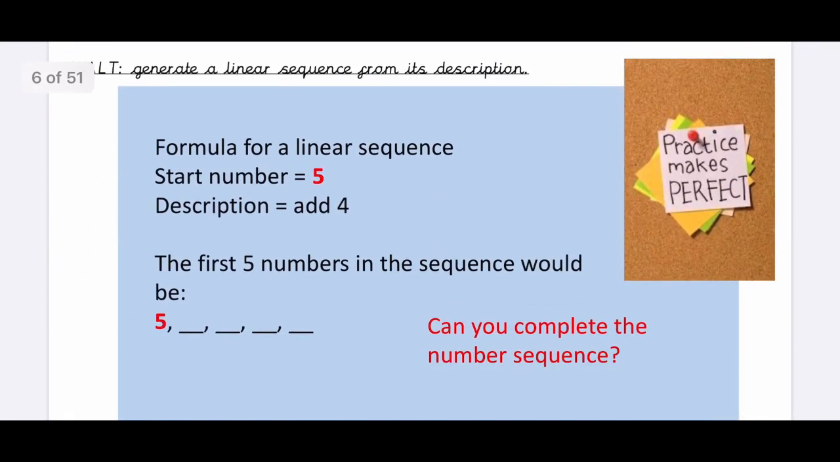Okay, let's do another one together then. So our start number this time is 5, and our description is add 4. So we're going to add 4 each time. So 5 add 4 would be... and then whatever answer you get, add 4 and keep going until these 4 numbers at the bottom are filled up.